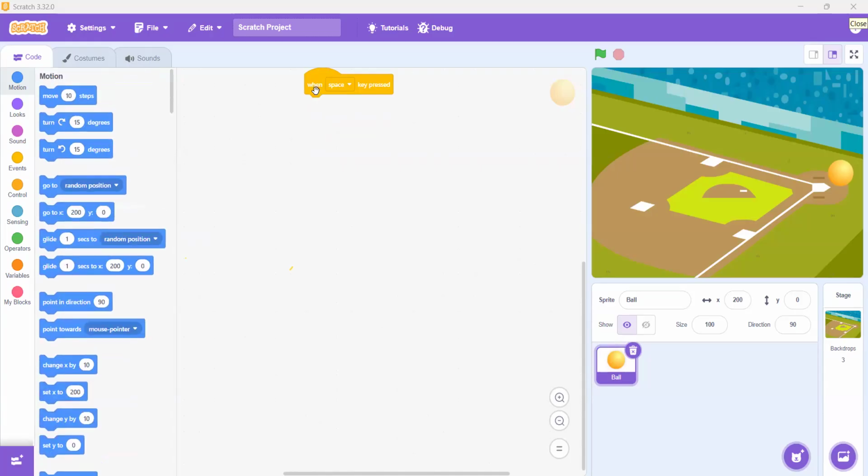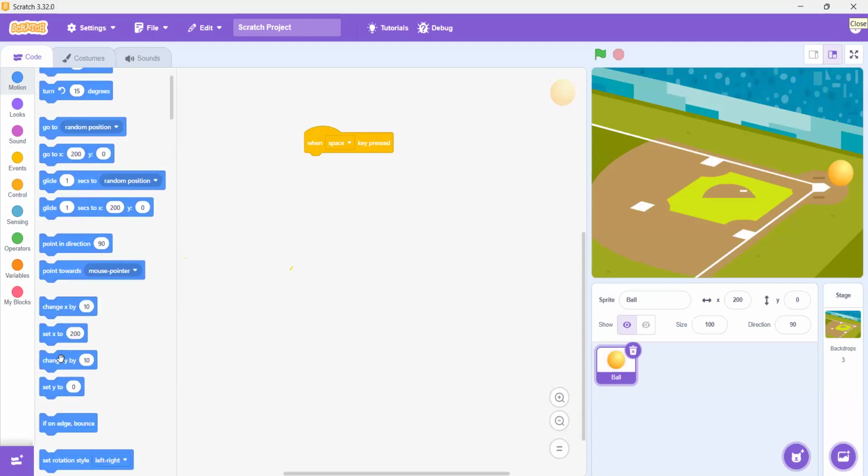Okay. So I use the space. Now I'm going to use the direction, set rotation style. I want the left and right. Okay, let us see if I use all around, what fun is going to happen. Let us put this back to 0, 0.